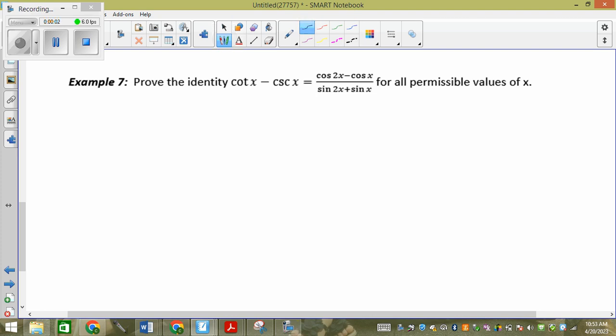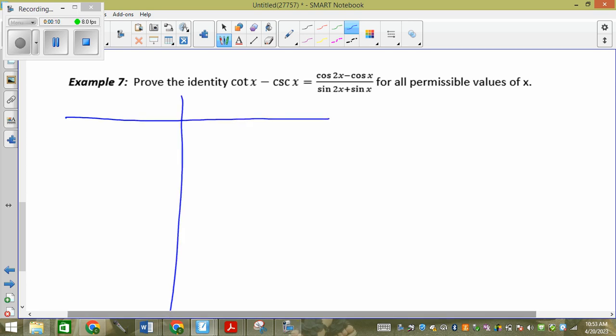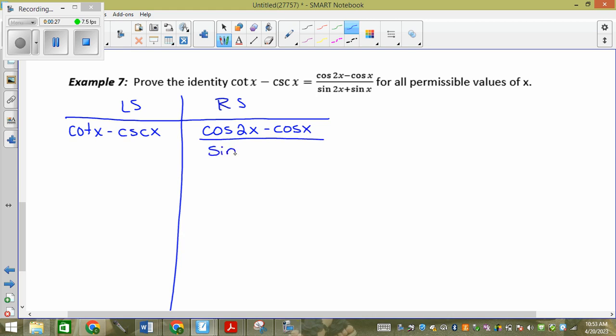So if we are proving, our first step is to go left side, right side, and then rewrite it. Cotan x minus cosecant x, and then cos 2x minus cos x over sine 2x plus sine x.